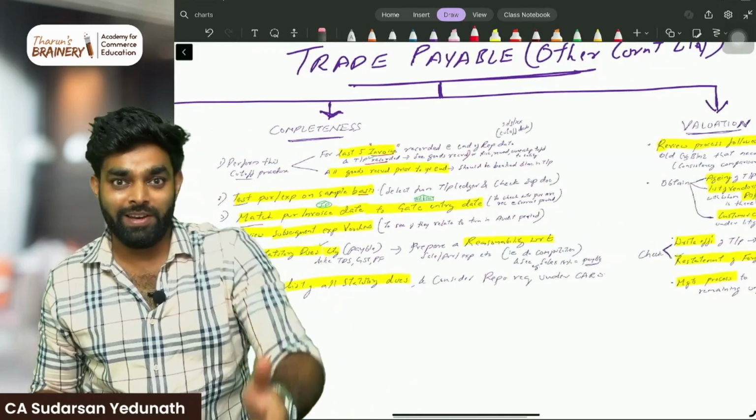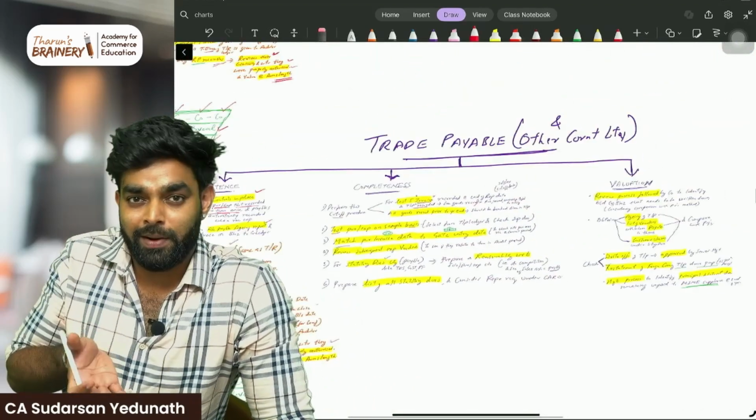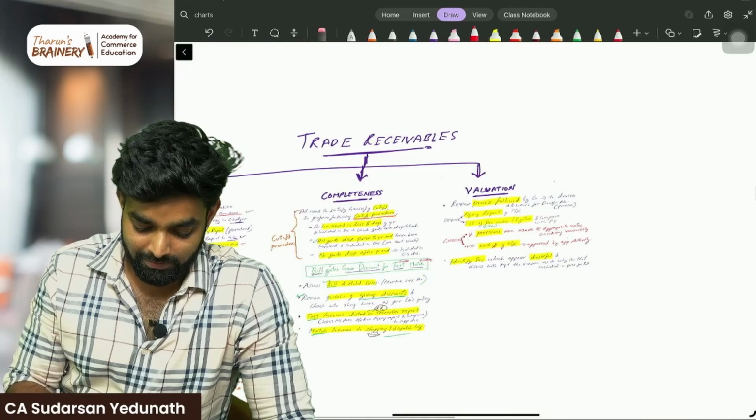So now I think it will be very easy for you, right? This chart format, rather than studying it directly from a book, right?